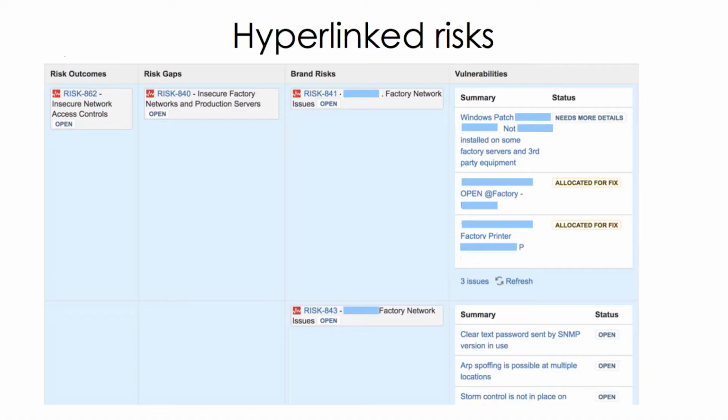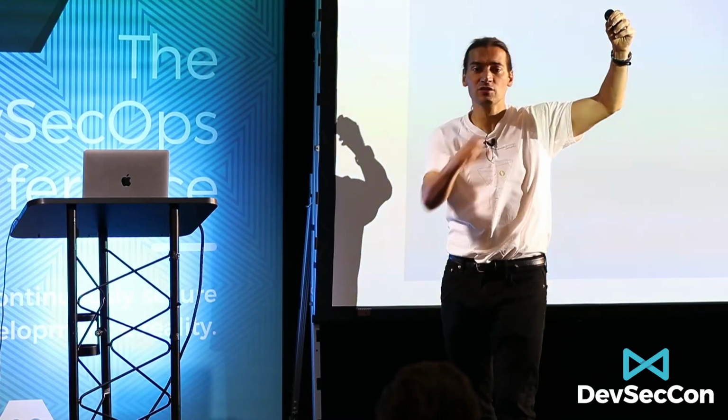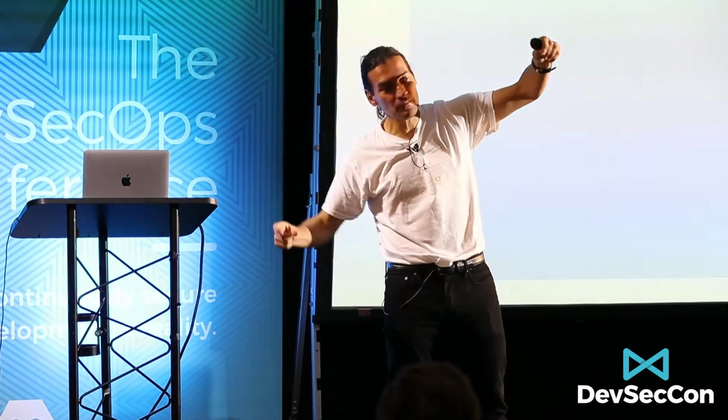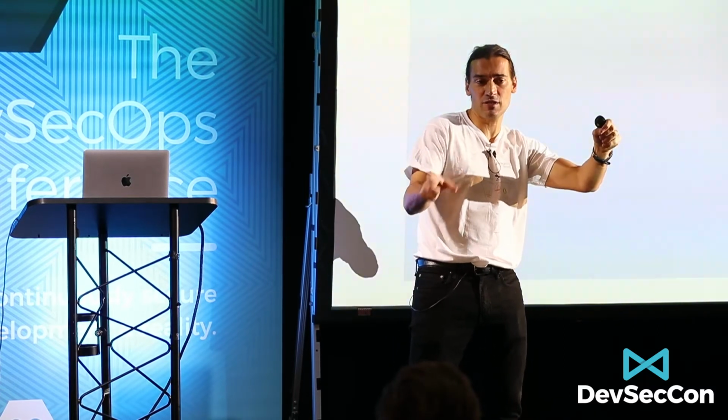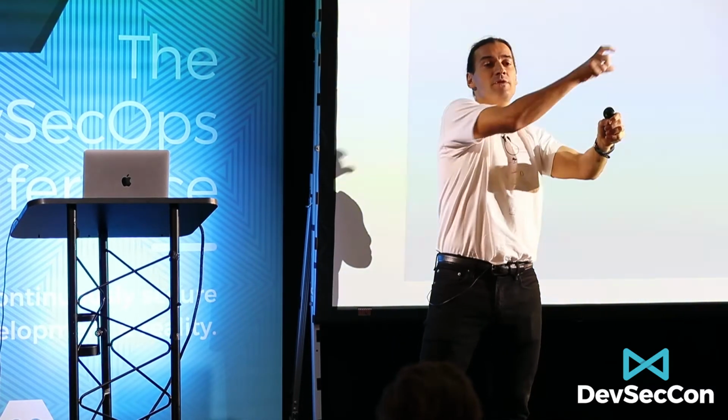The other thing that we do is we hyperlink our risks. So when we have a risk, we have the high-level risk, for example, insecure net access controls, which links to another level risk, which is insecure factory, which links to another one specific to the brands, which actually links to the vulnerabilities themselves. So we have this graph-based structure that allows us to go from one vulnerability all the way to the immediate level of risk that it implies, all the way to the business risks.